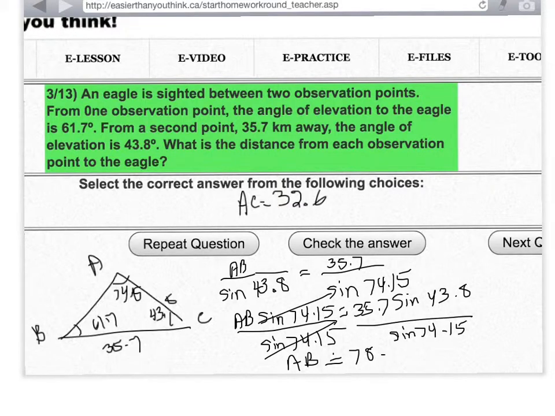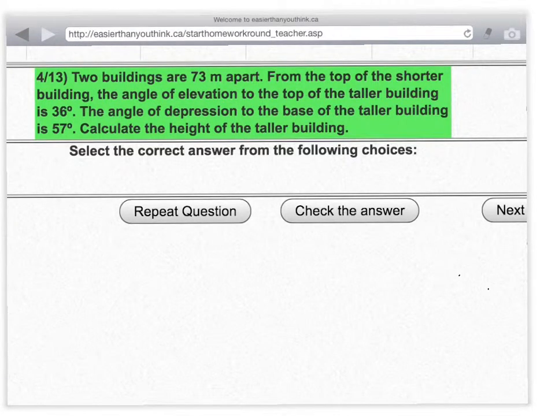I got 78.6. Whoa, I got 25.6. I'm never wrong. I'm never wrong. 25.6 kilometers. No, I'm never wrong. Even after this calculator.